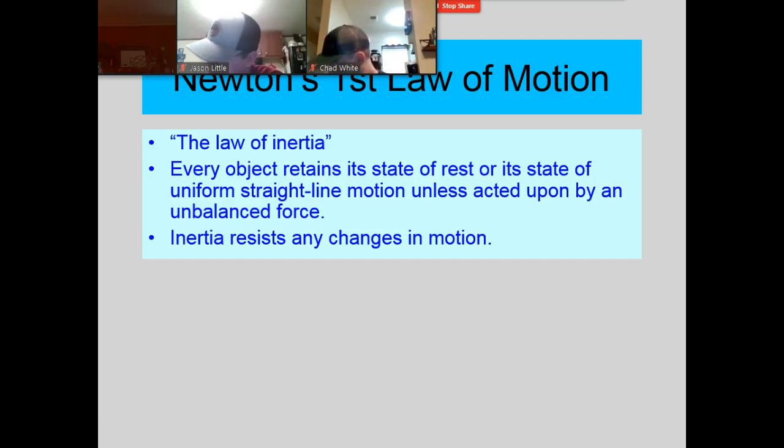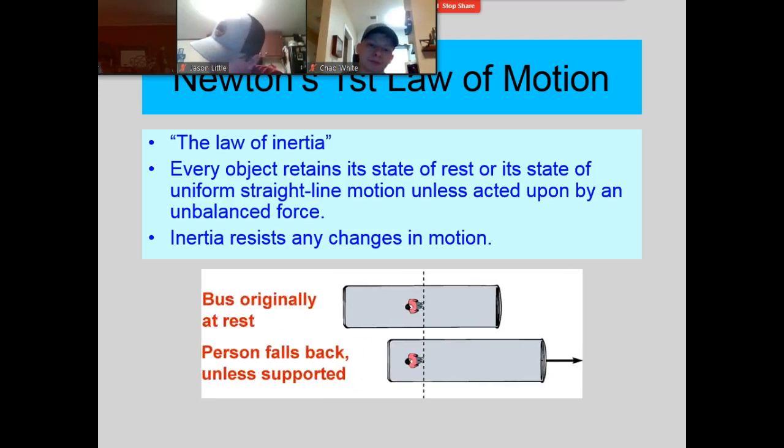Now, remember what inertia is? That characteristic of a material, of an object, to resist any changes of its motion. So an object is going to try to stay in its state of motion. If it's at rest, it stays there. If it's moving, it's going to try to stay moving in a straight line, unchanged, okay? That's Newton's first law of motion. Here's a few examples of it, okay?